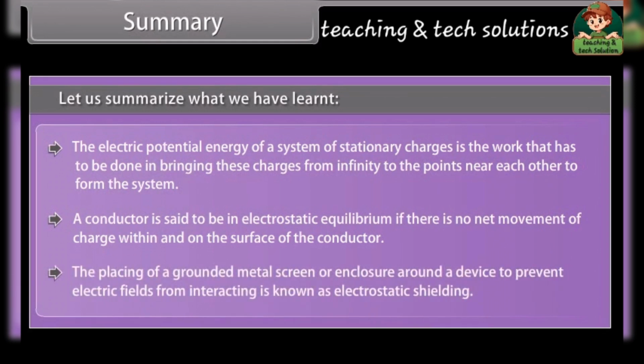The placing of a grounded metal screen or enclosure around a device to prevent electric fields from interacting is known as electrostatic shielding.